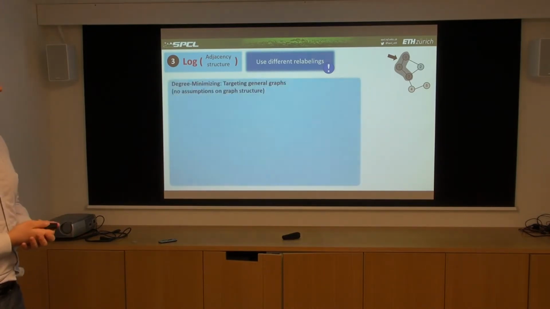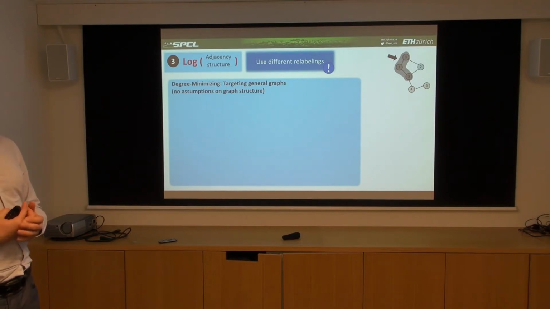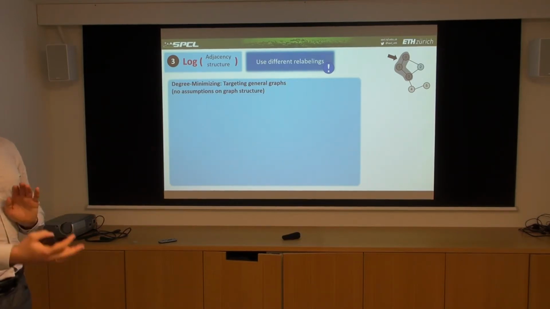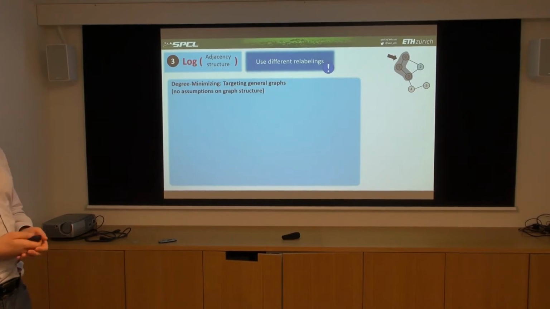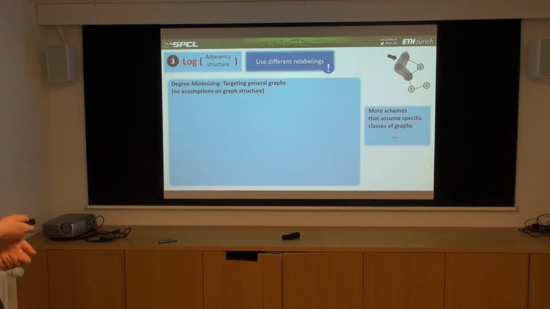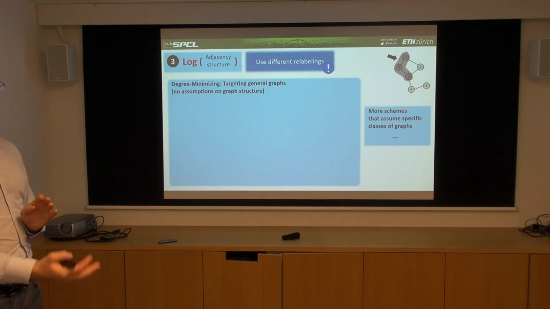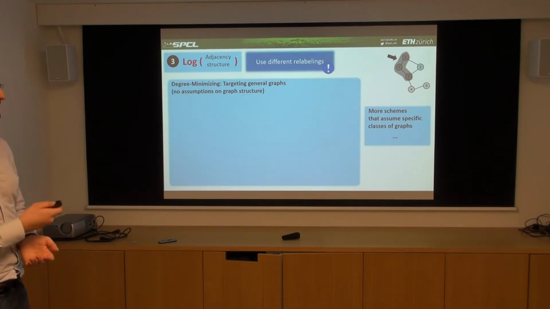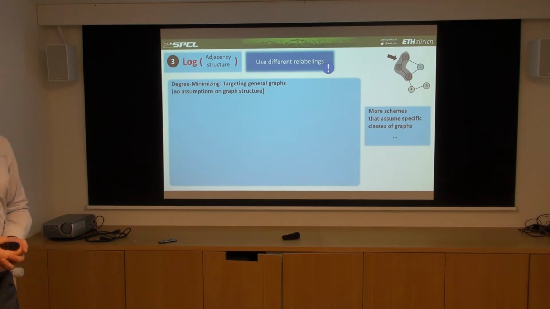We use different relabelings, and the main one that I'm going to focus on in this presentation is so-called degree minimizing. It's a scheme where we target general graphs, so we don't make any assumptions about the particular class of the graph or the structure of the graph. I mention this because we also have a couple of schemes in LogGraph that have some stronger assumptions about, for example, what a graph is, what its properties are, and so on. But here, I'm going to skip this because of timing constraints.